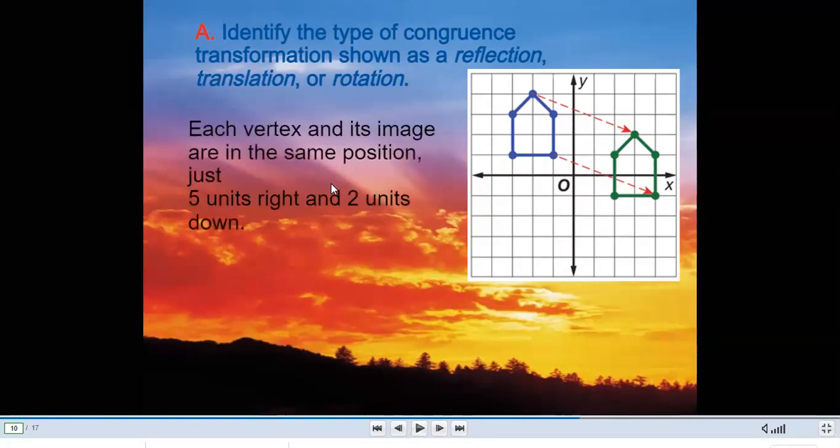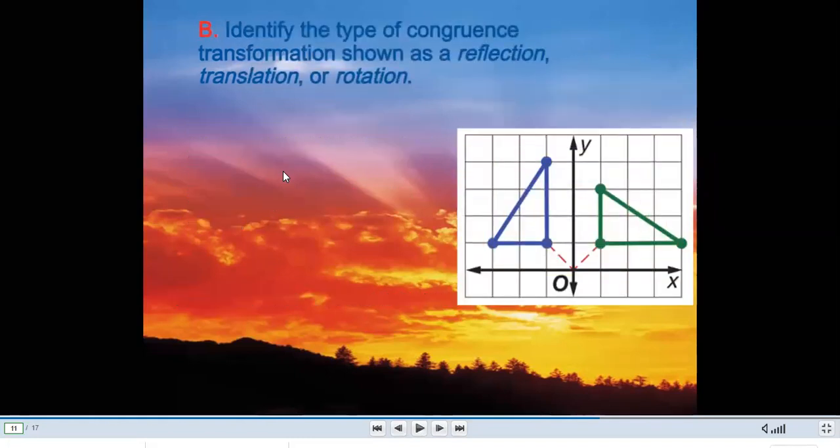So, this one is a translation. We want to know the rule. X plus 5, and y minus 2. Amazing. Okay. Next question. And this is translation.